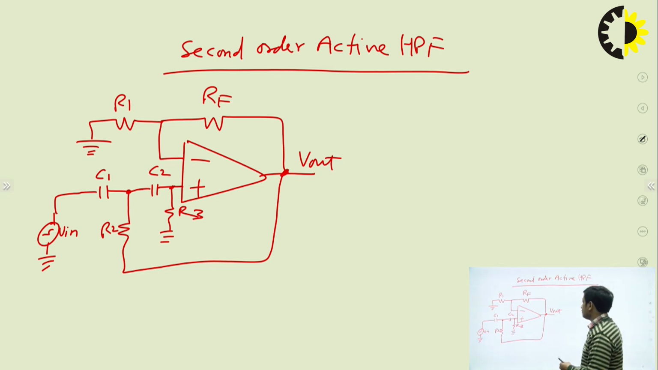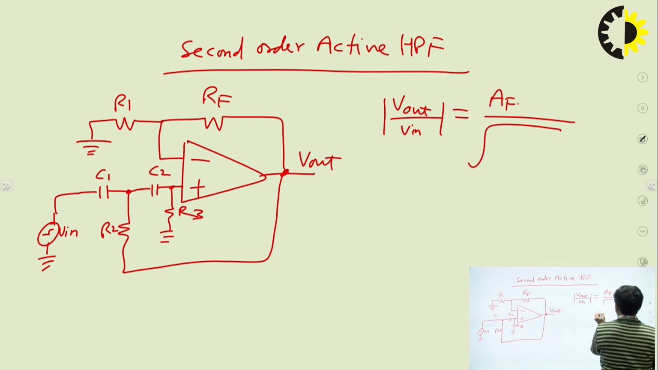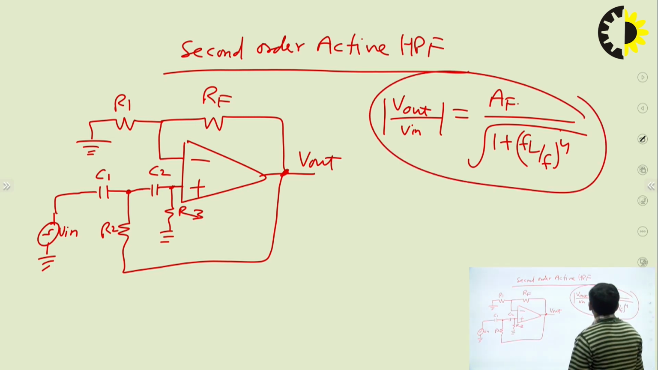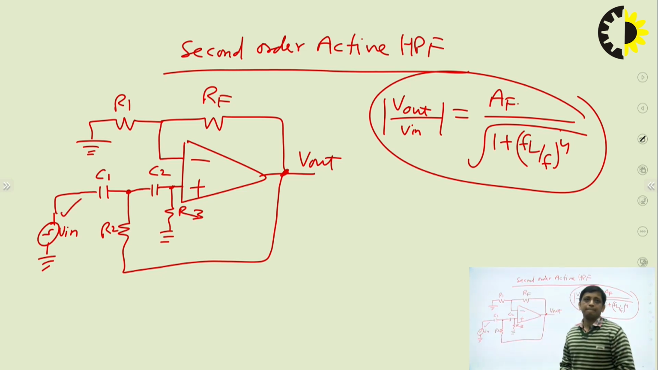So this is the circuit, and when you do the derivation part and calculate the voltage gain for this circuit, you will get AF upon under root 1 plus (FL by F) to the power 4. So this is the voltage gain of the second order active high pass filter. In the denominator, the (FL by F) to the power 4 term is there. And what is F? F is the frequency of the input signal, that input signal you have applied here. And FL is the cutoff frequency of the second order high pass filter. AF is the pass band gain, right?